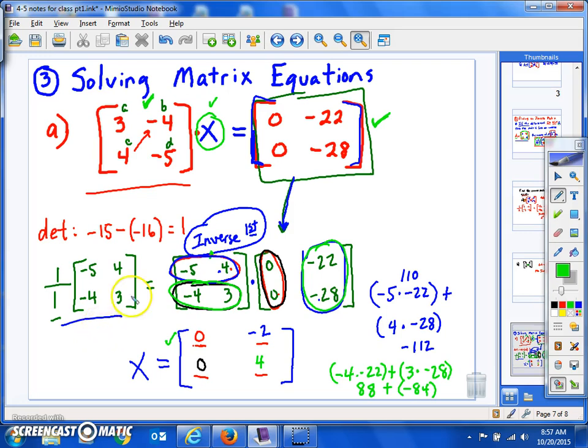So with this lesson, you should know how to find a determinant, which then is used so that you can find an inverse of a 2 by 2 matrix, which then is used so that we can solve these matrix equations where we have to undo multiplying by a matrix.